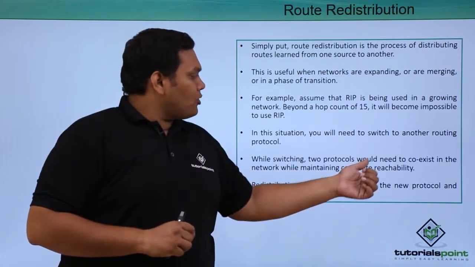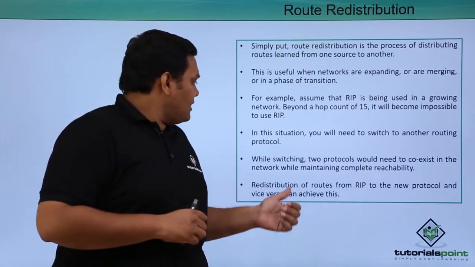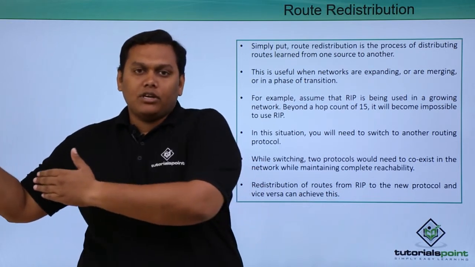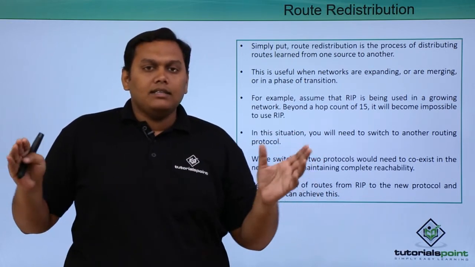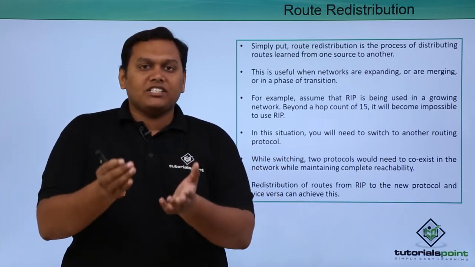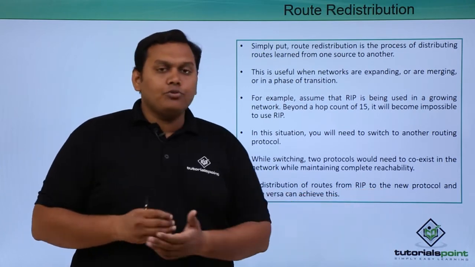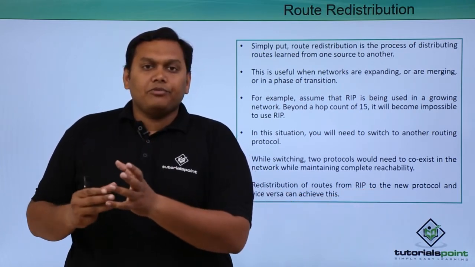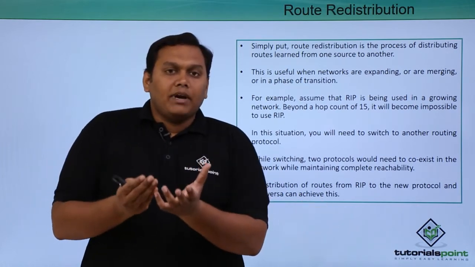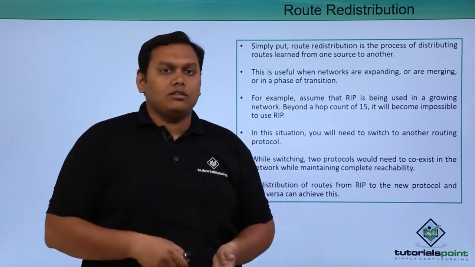While switching, the two protocols would coexist in the routing table while maintaining complete reachability in the network. So while you use a routing protocol and RIP, the coexistence and reachability to one another should be established very strongly. Redistribution of routes from RIP to the new protocol should be established, and also vice versa. So how is the route transferred from one protocol to the other protocol?